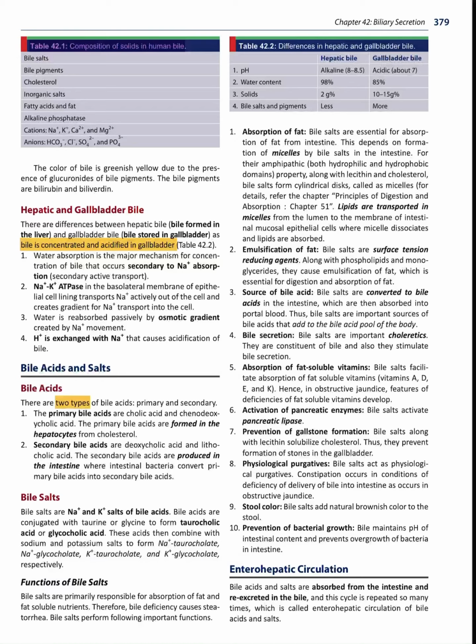Bile salts are sodium and potassium bile acids. Bile acids are conjugated with taurine and glycine to form taurocholic acid and glycocholic acid. These acids are combined with sodium and potassium salts to form sodium taurocholate and sodium glycocholate, potassium taurocholate and potassium glycocholate, respectively. Functions of bile salt.